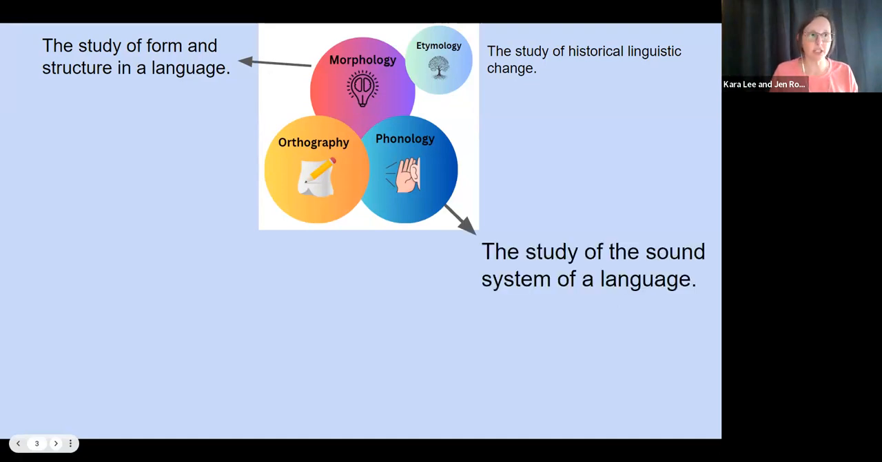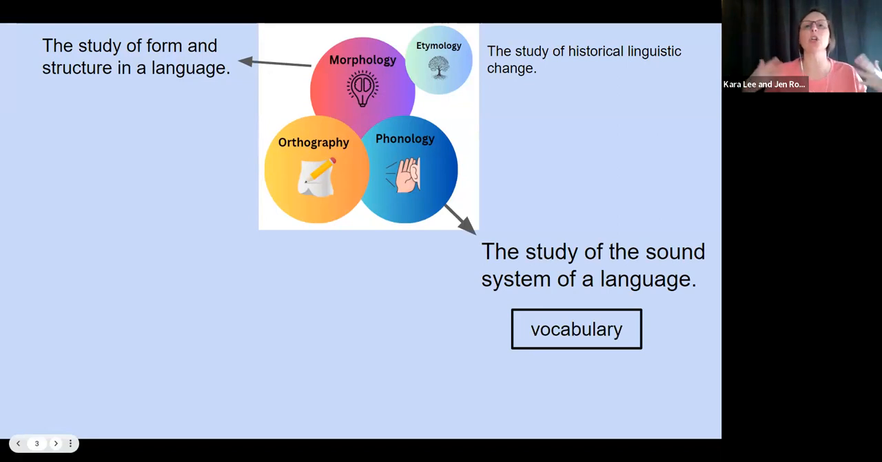Now, phonology shouldn't be a new term for us. It's the study of the sound system of a language. And time for participation on your end. Go ahead and type in the chat, please. What are some vocabulary words, some terms that have to do with phonology? Type that in the chat. What are some phonological terms that we often use with kids? We don't really use the term phonology.